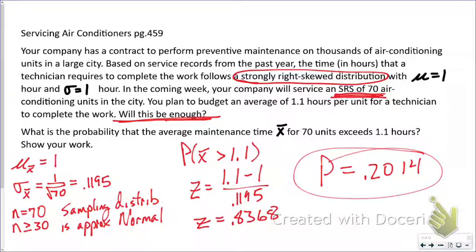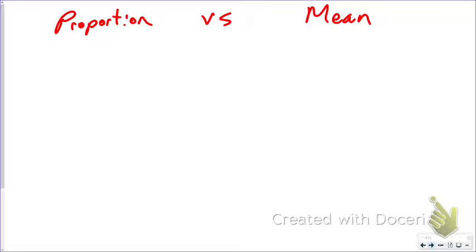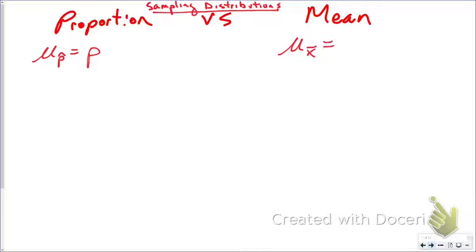All right, one more page. That's the end of the packet, but I just wanted to break all this down for you. So this is for sampling distributions. The mean of the proportions is the proportion. It sounds so weird to say that, but that's the case. The mean of the means is the mean.